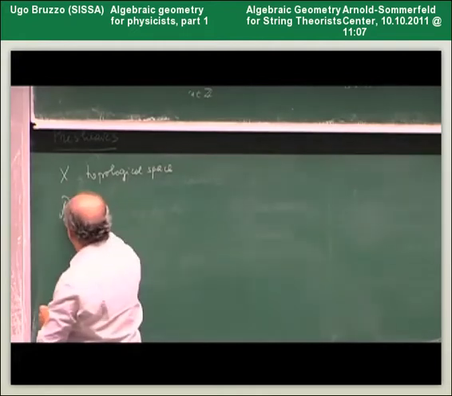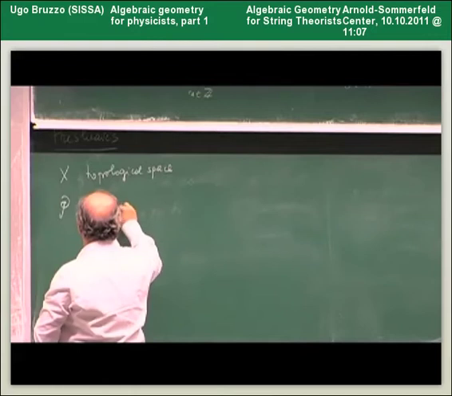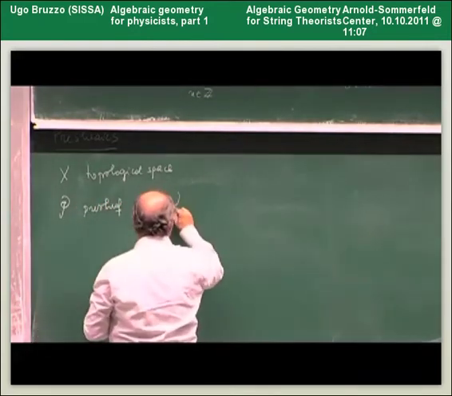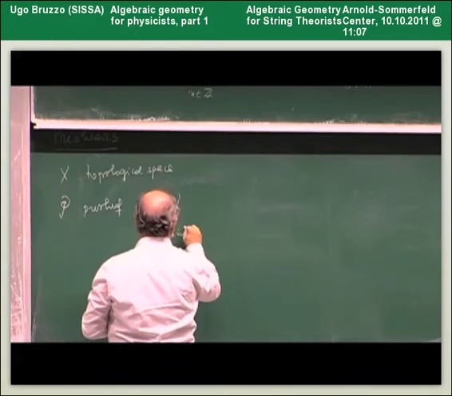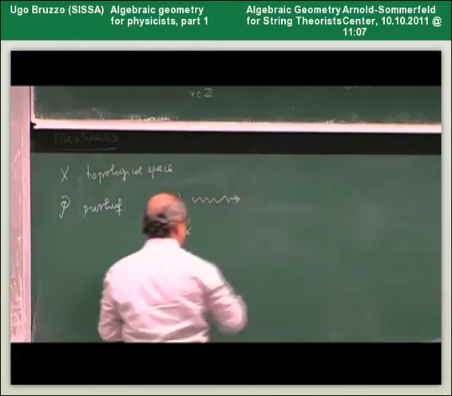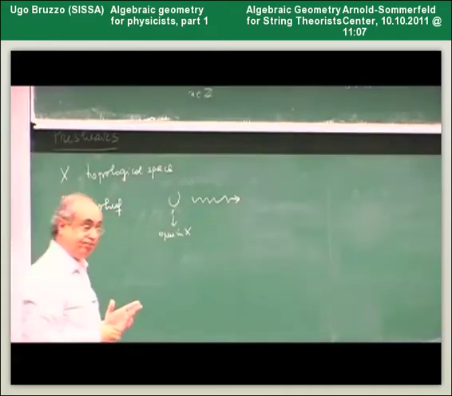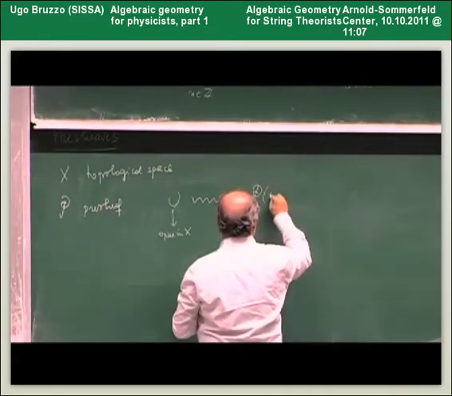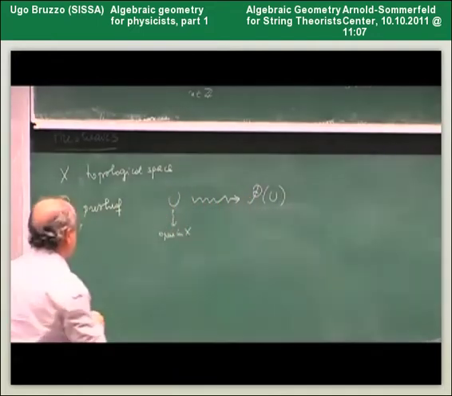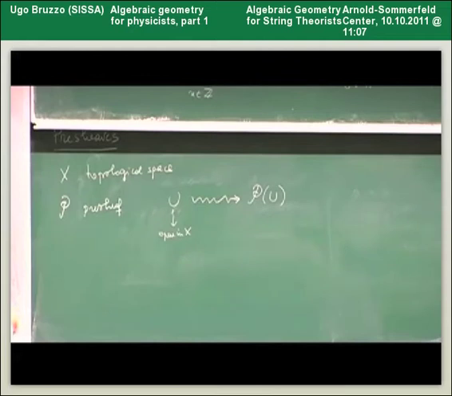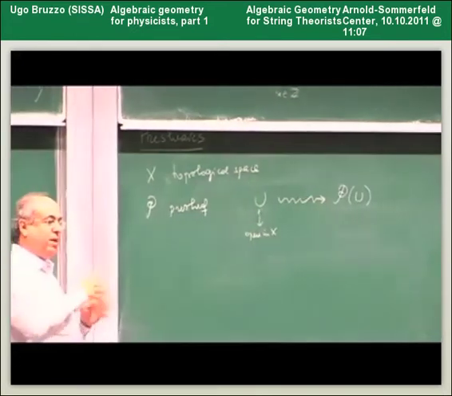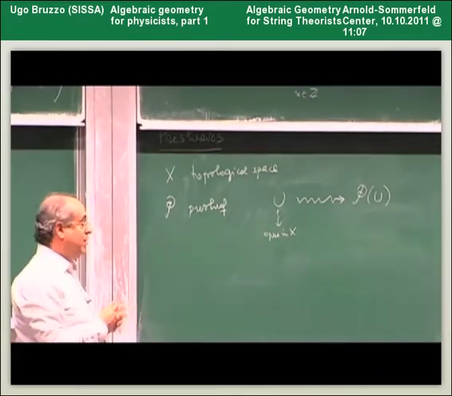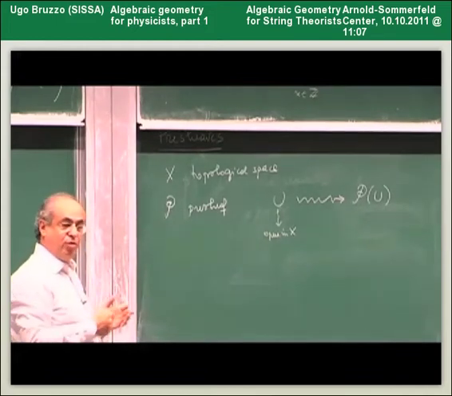So I will denote by P a pre-sheaf. The idea is that whenever you have U, which is an open set in X, to this you associate an abelian group that I will call P of U. But we want that this assignment satisfies some locality property. In some sense, the assignments that we make on different open sets should be compatible. In particular, it should be compatible with the inclusion of open sets.